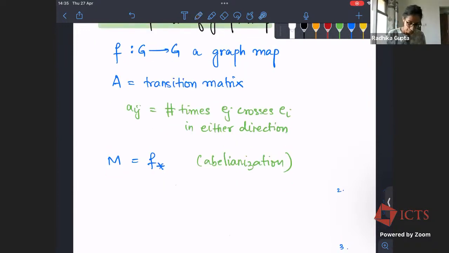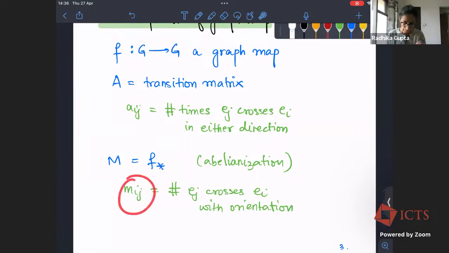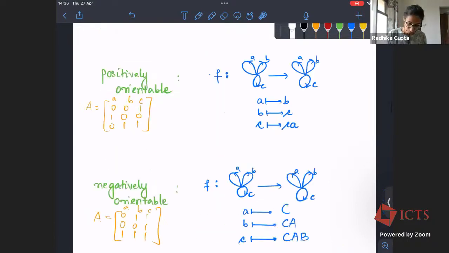Now I can look at the map induced on one-chains. I think I should say not homology, the map induced on one-chains. You should be thinking I'm abelianizing my map, and I call that matrix M. And M_ij is basically the number of times E_j crosses E_i with orientation. So now, let's see.